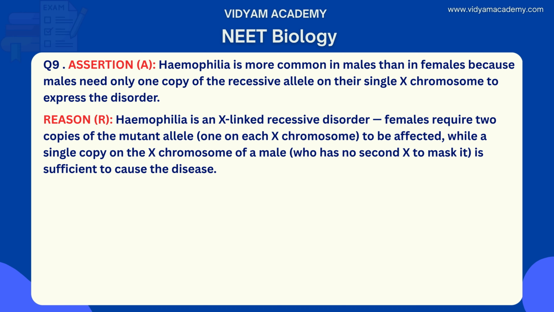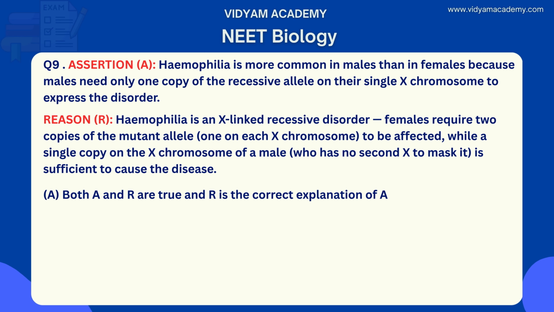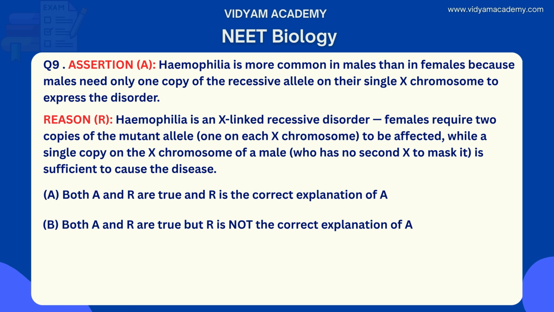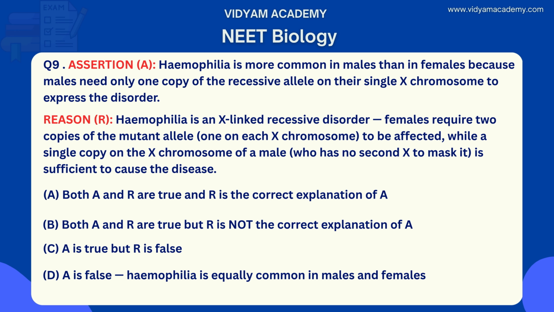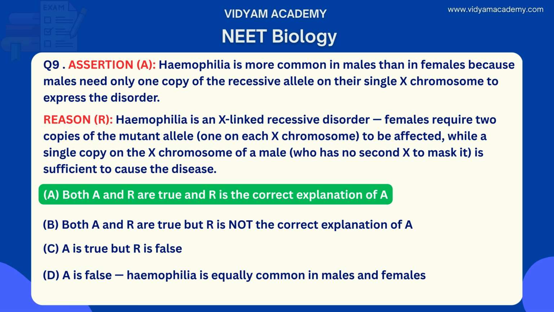Options A, B, C, D are here. A: both A and R are true and R is the correct explanation of A. Option B: both A and R are true but R is not the correct explanation of A. C: A is true but R is false. And D: A is false, hemophilia is equally common in males and females. What is the right answer? So here the right answer is option A. Both A and R are true and R is the correct explanation of A.